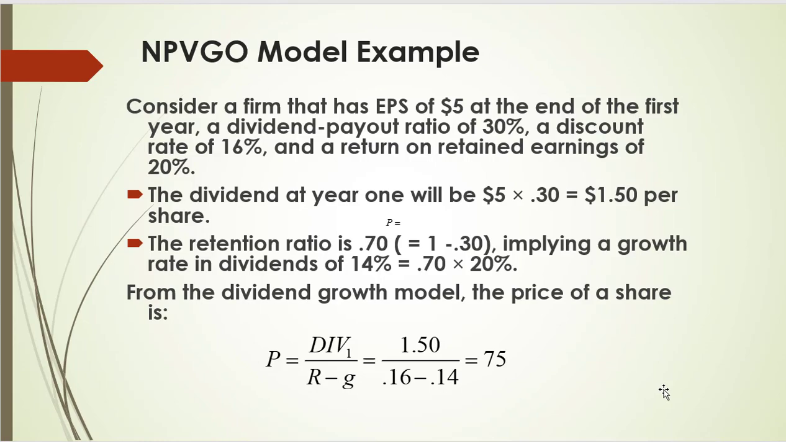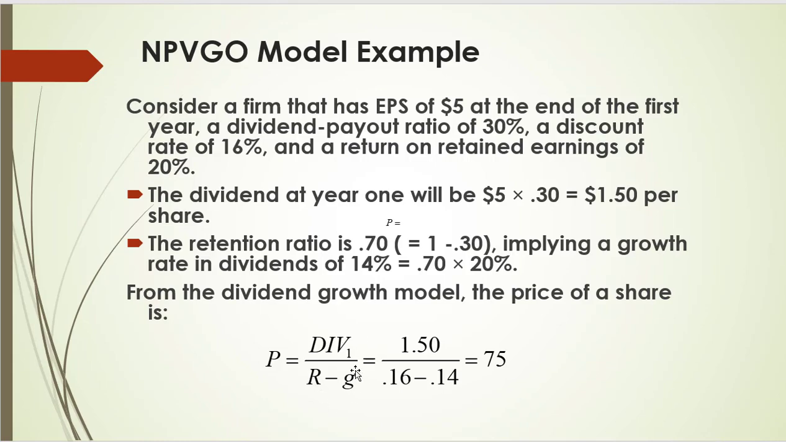So let's think about how this might work. We have a company that has earnings per share of $5, dividend payout ratio is 30%, has a discount rate of 16%, and it earns 20% on its investments. So the dividend at the end of year one, again, is going to be 30% of the $5, or it'll be a $1.50 dividend, right? The retention ratio then is 0.7. So if you have a growth rate in dividends, right, then it's 70% multiplied by the growth rate. So the growth rate is roughly 14%.